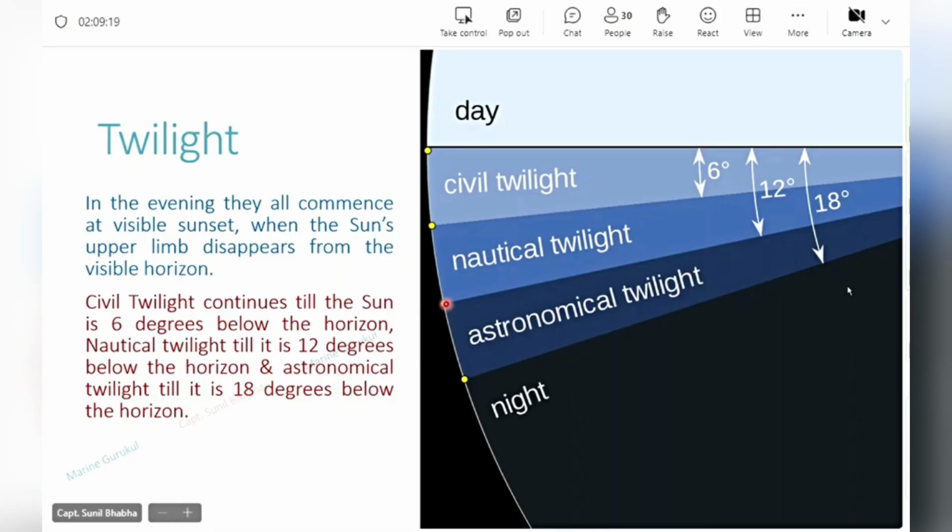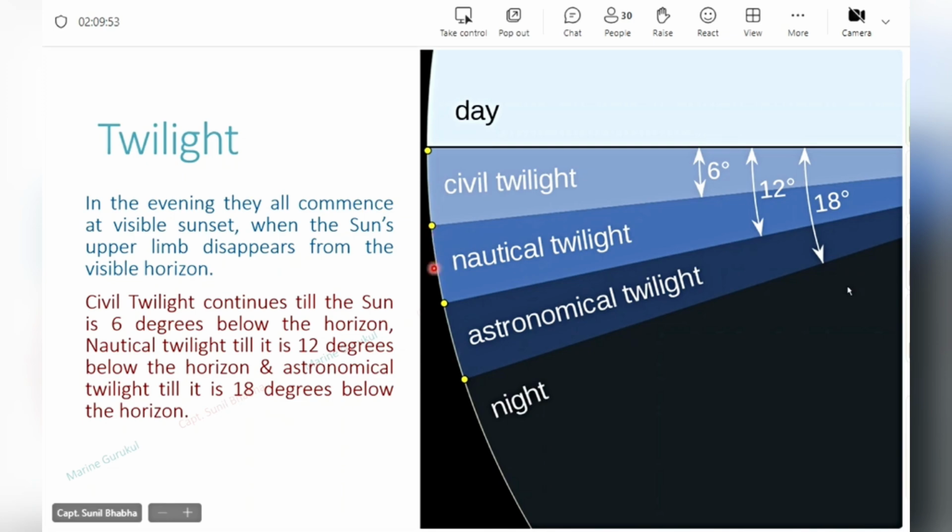And after this interval, when the sun has gone below the horizon more than 12 degrees, there is so little light available from the sun that the horizon is not clear to us. The stars and planets are shining very bright, but the horizon being not visible, it will not be possible to take the sight. So again, the light blue portion is not suitable because there is too much light. The dark blue portion is not suitable because there is too little light for the horizon to be visible.